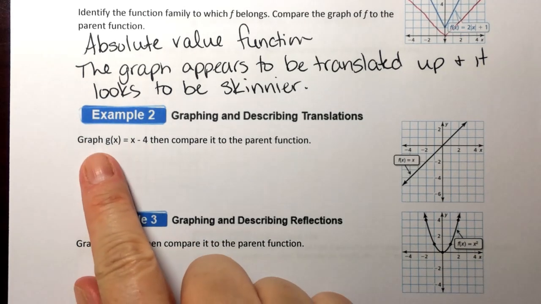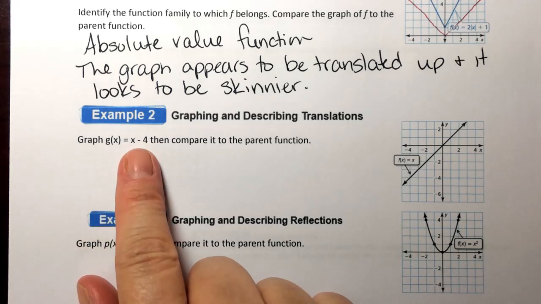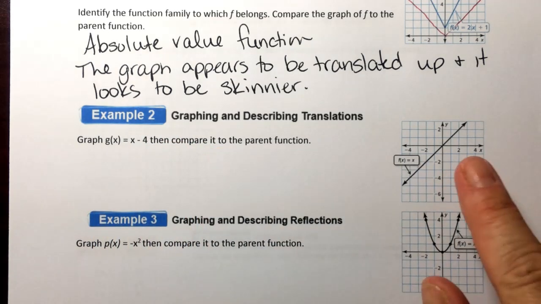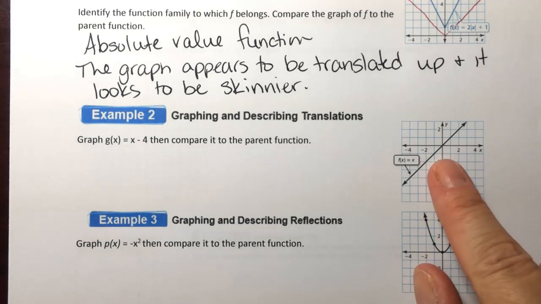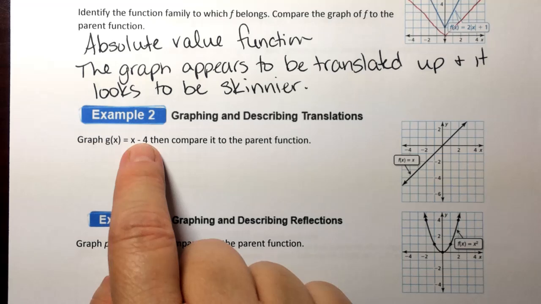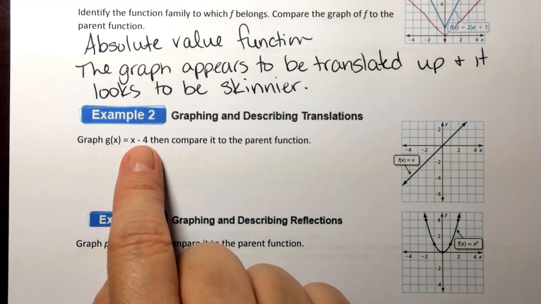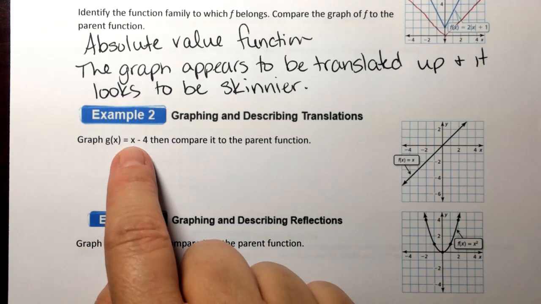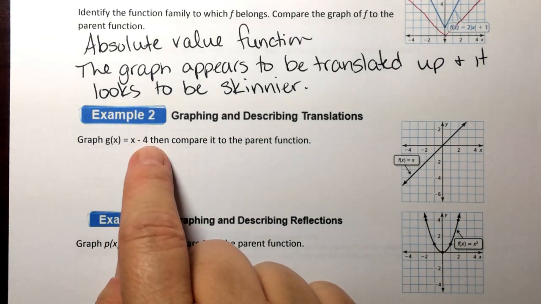All right, so graph g of x equals the absolute value of x minus 4, then compare it to the parent function. So they have the parent function already. All right, the way that we could graph x minus 4 without knowing our transformations just yet is, remember I told you in class that you can choose any x value, plug it in, and you get a y value.